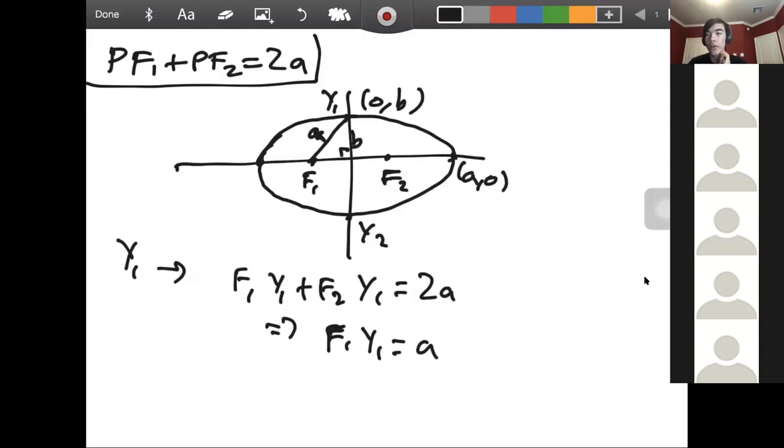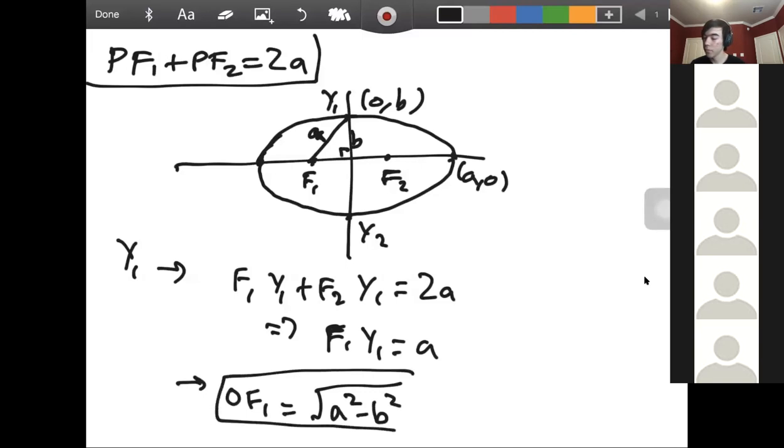So therefore, we have a right triangle. We have a hypotenuse of a, we have a leg of b. So therefore, the origin to f1 is the square root of a squared minus b squared. You use the Pythagorean theorem. And by convention, we just call this length c. So the origin to f1 is c.